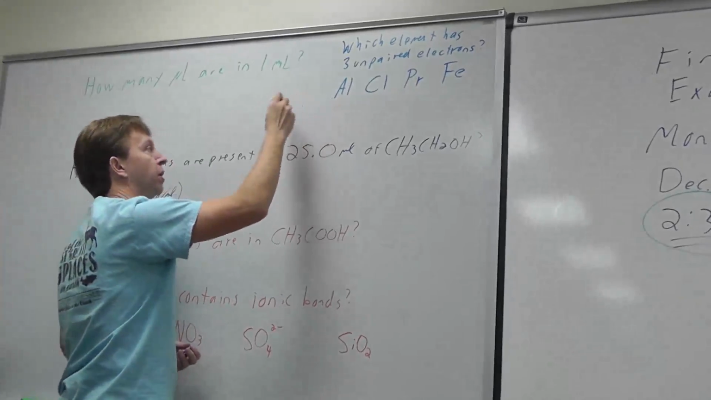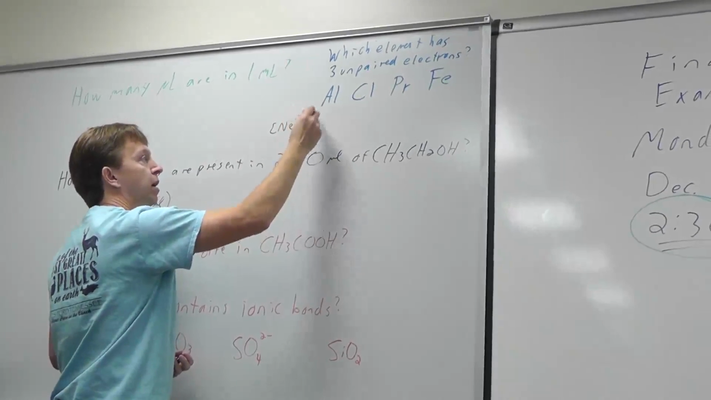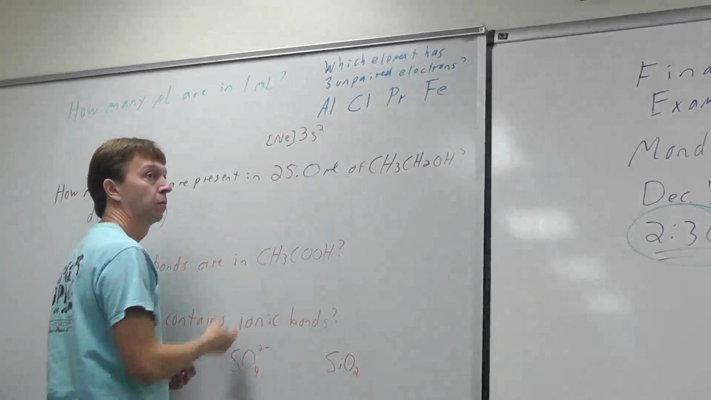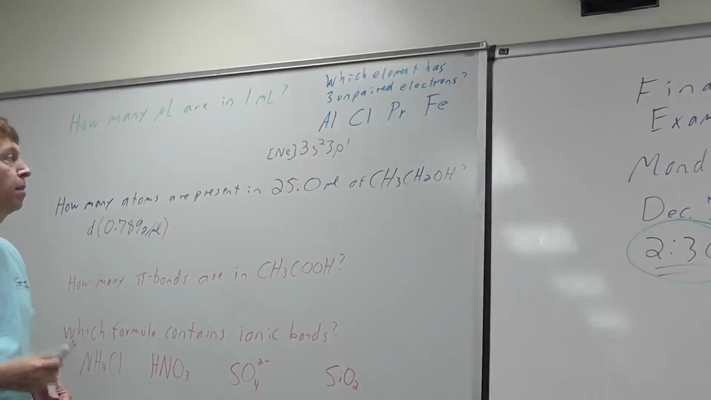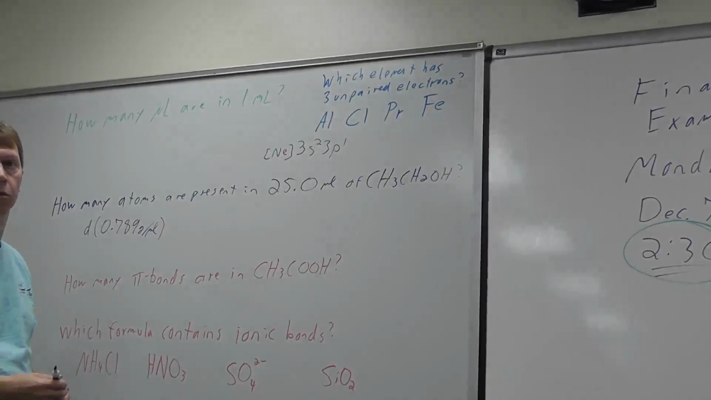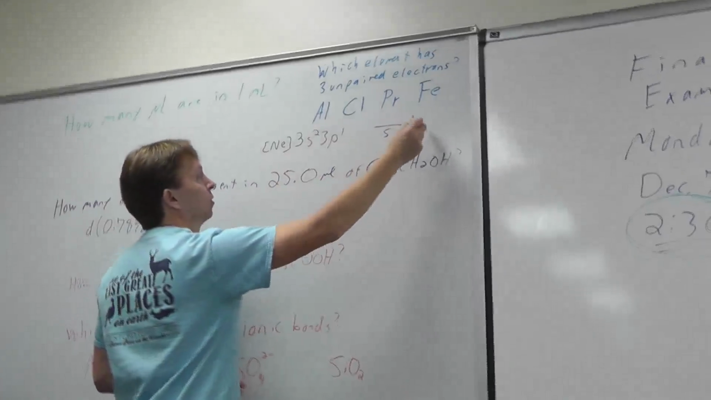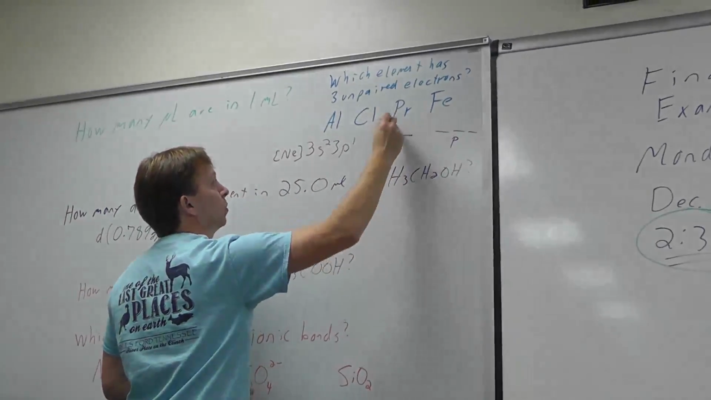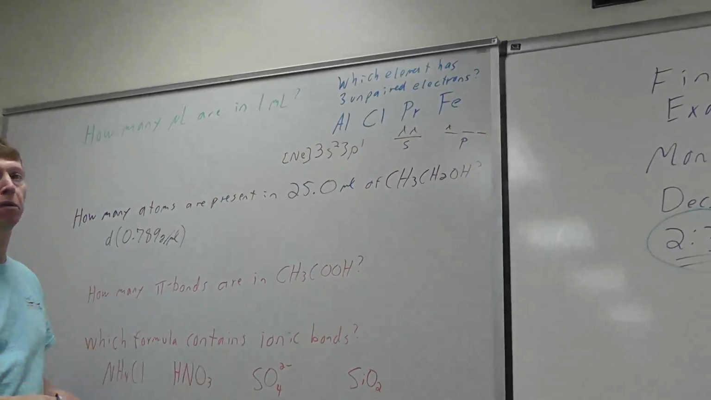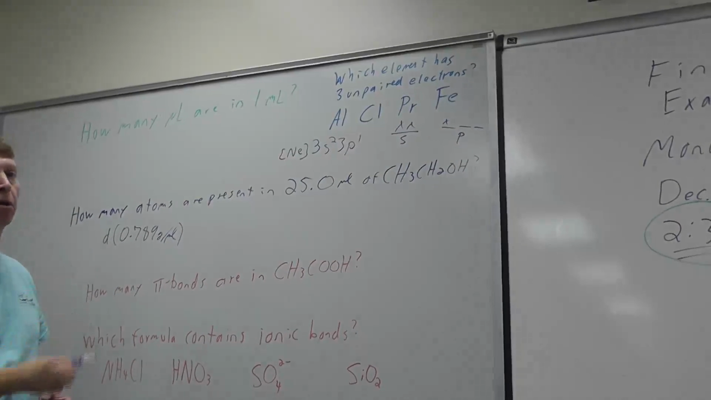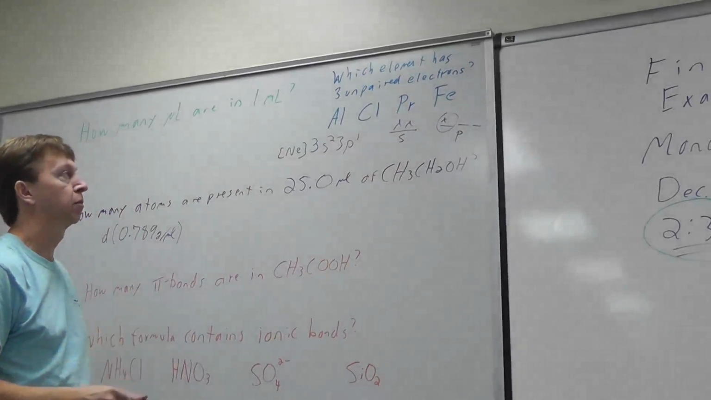Aluminum would have an abbreviated configuration of neon core 3s2 3p1, correct? How many unpaired electrons is that? 1. Because the 2 in the s are paired up. You've got a single s orbital, p orbitals come in groups of 3, but this is just 1. All right, now it has 3 valence electrons, but it's not asking you about valence electrons. It's asking you about unpaired electrons. And for aluminum, it's just got that 1. So it's not aluminum.